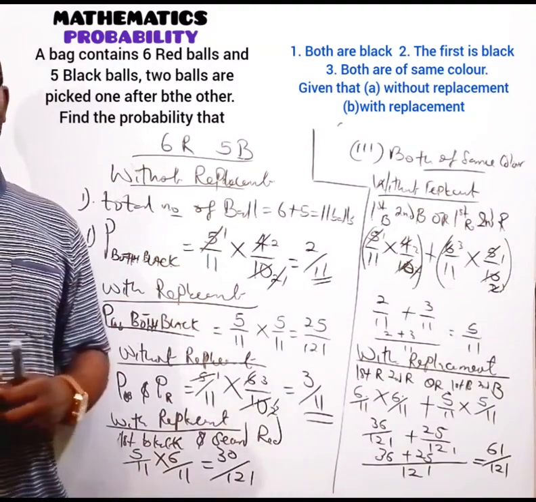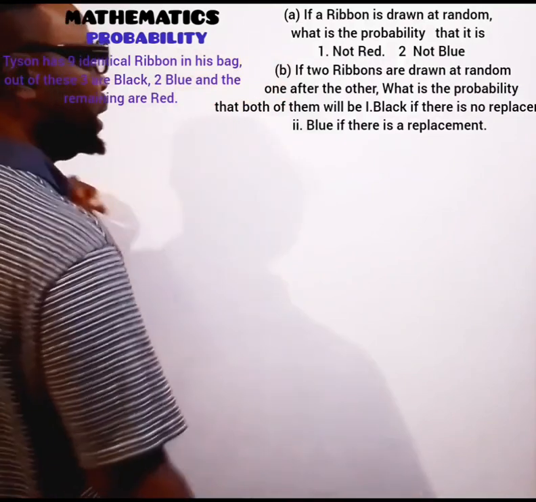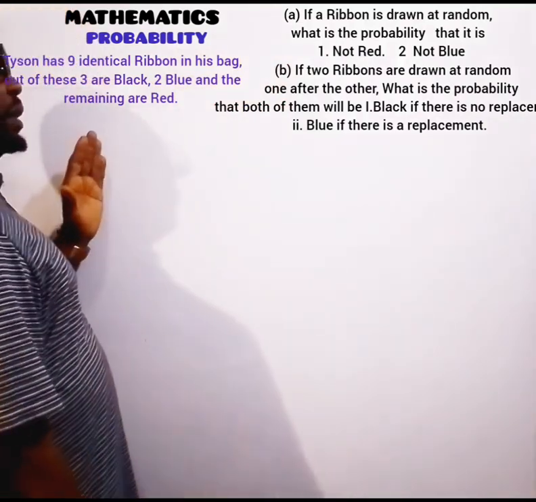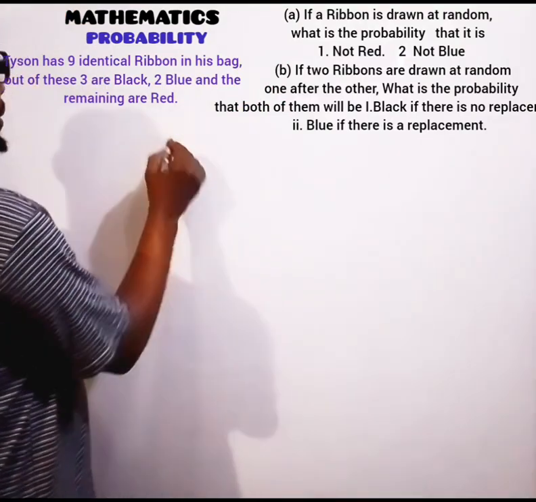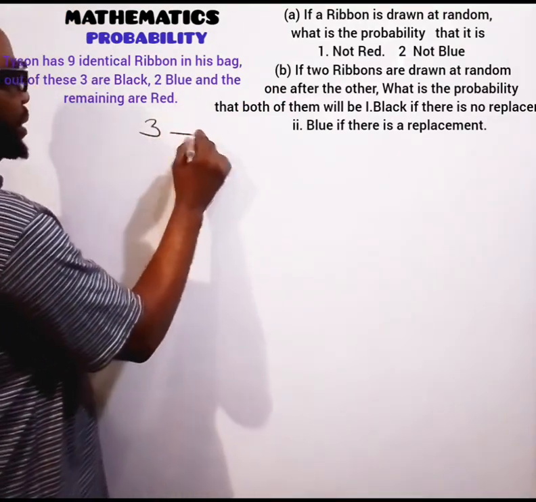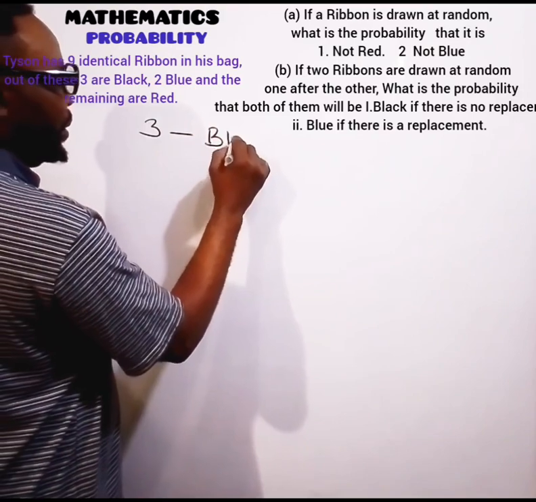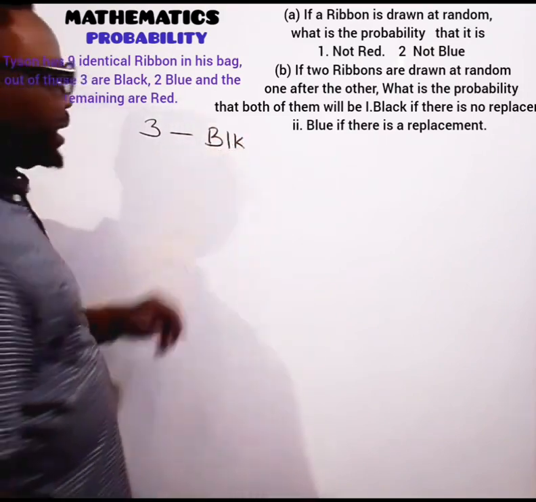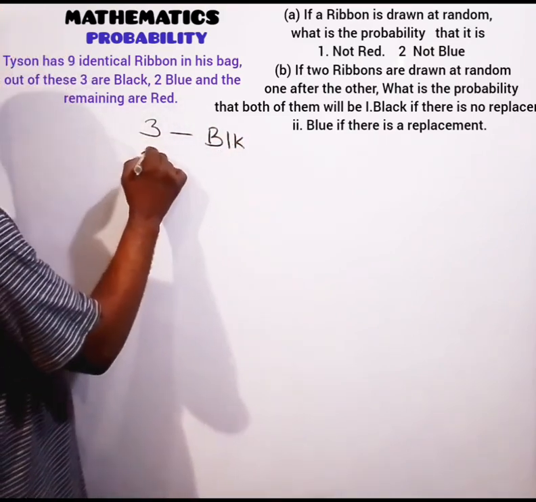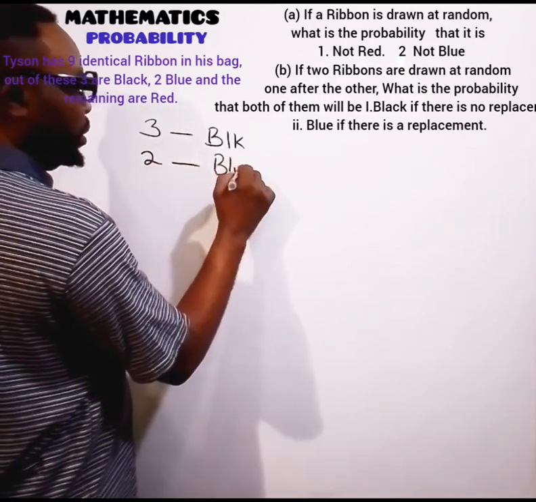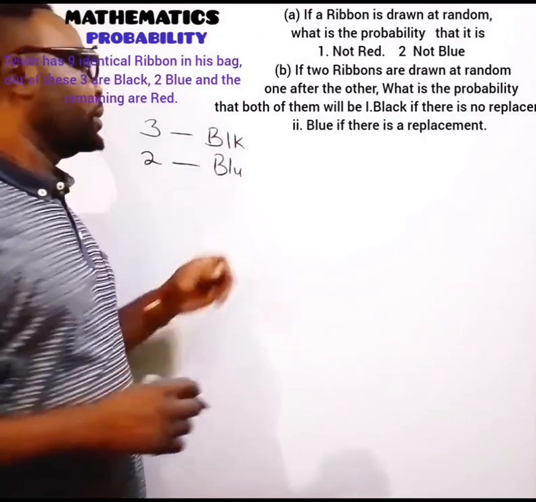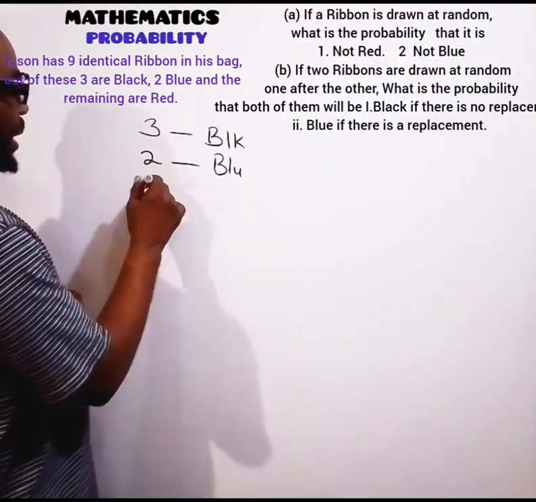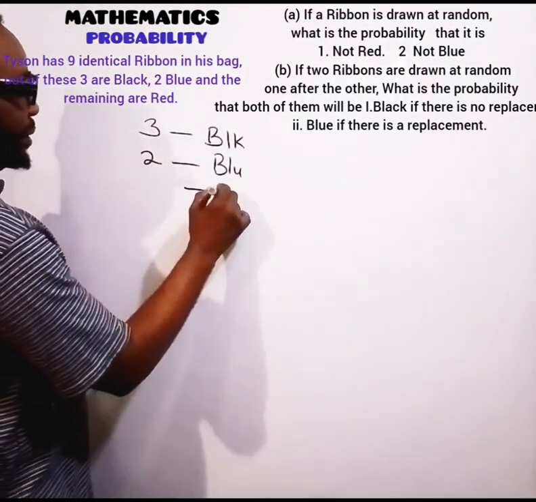Still more questions. Identical balls in his bag. Out of them, 3 are black. Let me write the 3 blacks out. 3 black. And 2 are blue. I represent blue like this. Then the remaining are red.